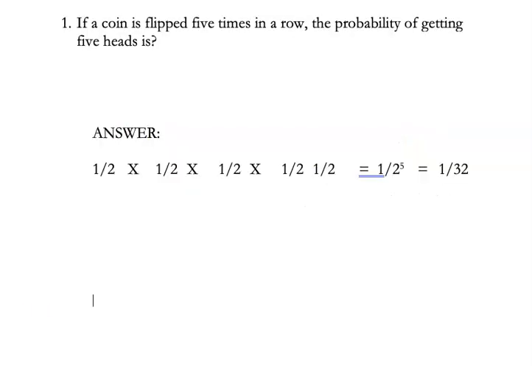is 1/2 times 1/2 times 1/2 times 1/2 times 1/2 for a total of 1/2⁵, or 1/32. And you're going to use this type of math to answer the problem sets moving forward. So let's go to a Punnett square.